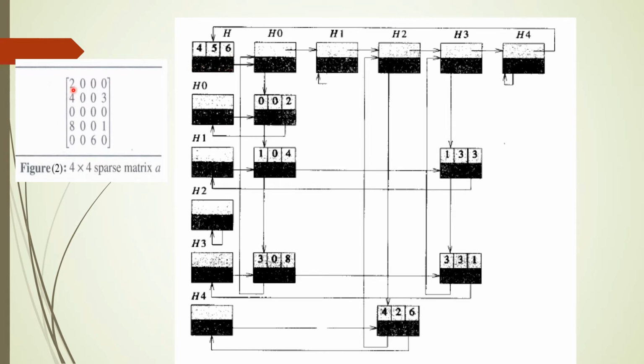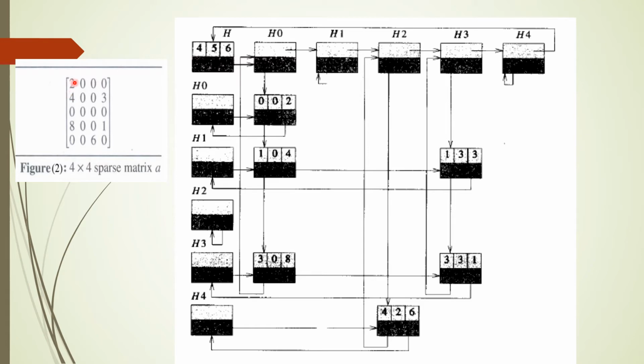Sorry, there is a small mistake in this entry. Here the first entry is for the number of rows, the second entry is for the number of columns, and the third entry is for the number of non-zero elements. So with respect to this example, how many rows? Number of rows are 1, 2, 3, 4, 5. So 5 should come here.